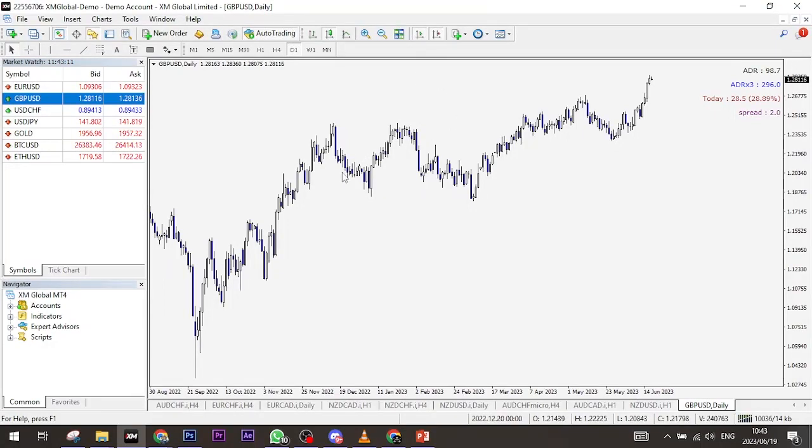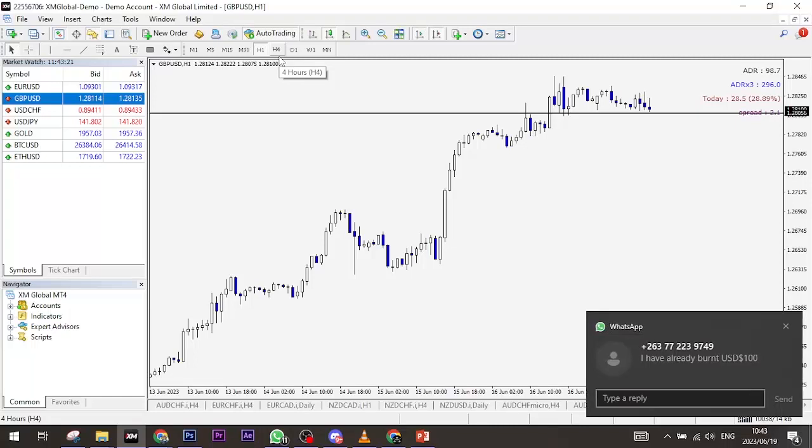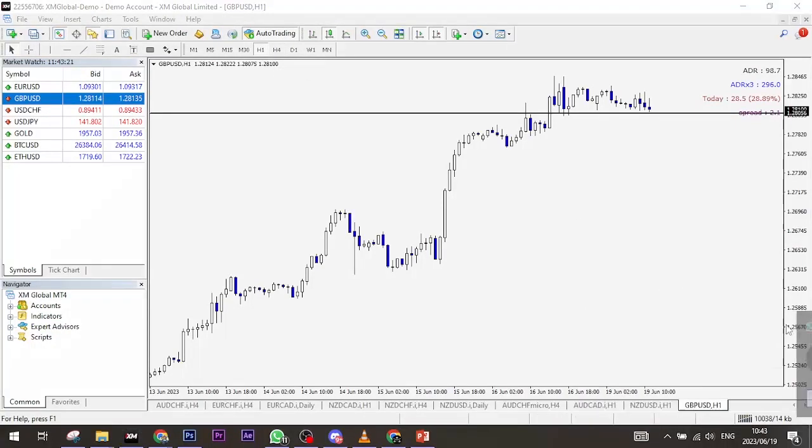So I can see that price has been rising here. Now let's say, for example, I expect price to drop from this level that I marked as a horizontal line. If this is the case, I expect the price to drop, so I'm going to place a sell here.